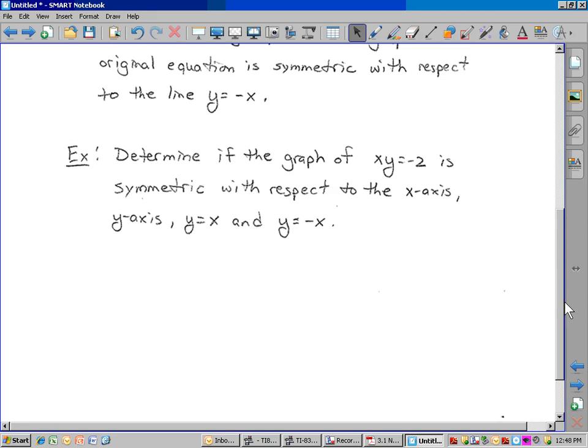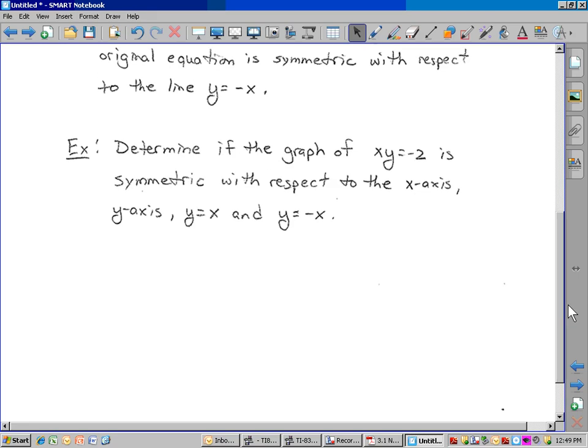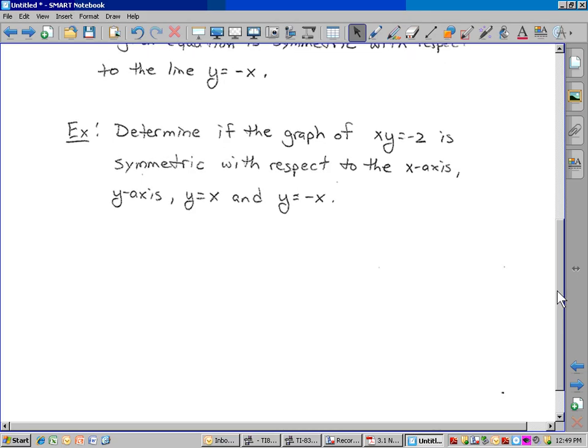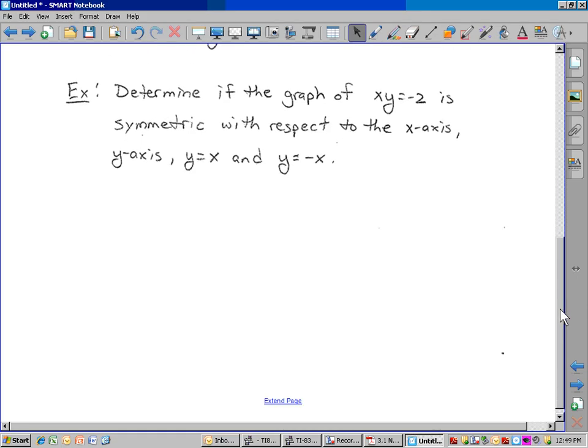Is everybody good on copying here? So we're ready to start the example? Yes? All right. Here's our equation. Determine if the graph of xy equals -2 is symmetric with respect to the x-axis, y-axis, y equals x, and y equals -x. We're going to test for all 4 things. Okay? So let's start with the x-axis.